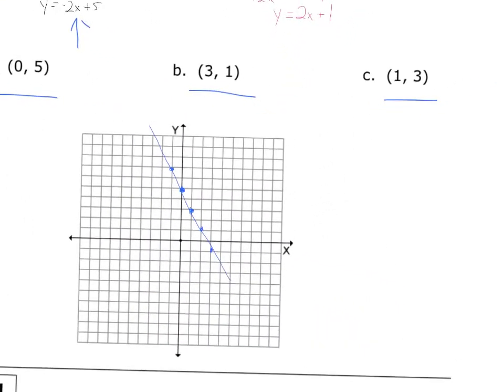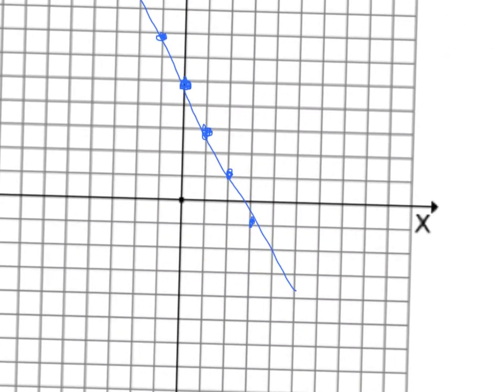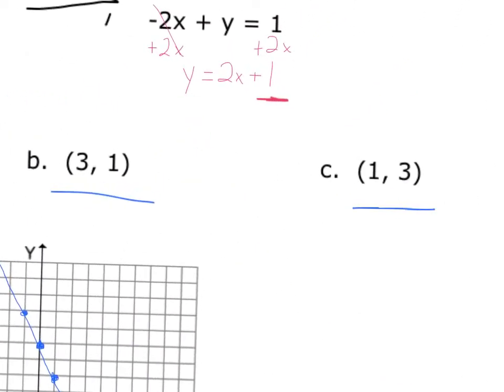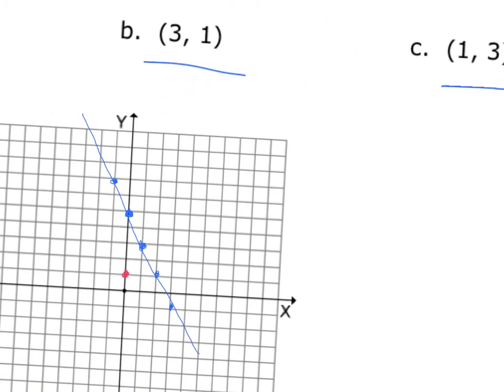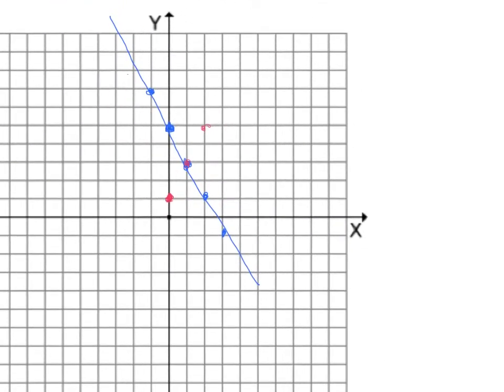Our second equation, our y-intercept is going to be a positive 1, and I'm going to draw this line in red. Okay, so we're going to go ahead and graph that thing. And we have a positive 2 slope, so we're going to go up 2 and over 1. Okay, so from our y-intercept, we're going to go up 2 and over 1. And you can do that as many times as you think necessary. Okay, so let's go ahead and draw our line.